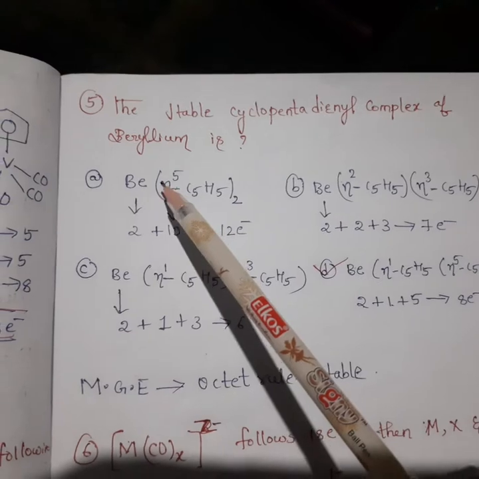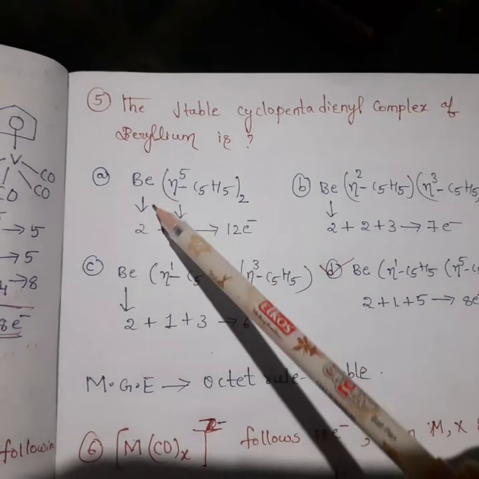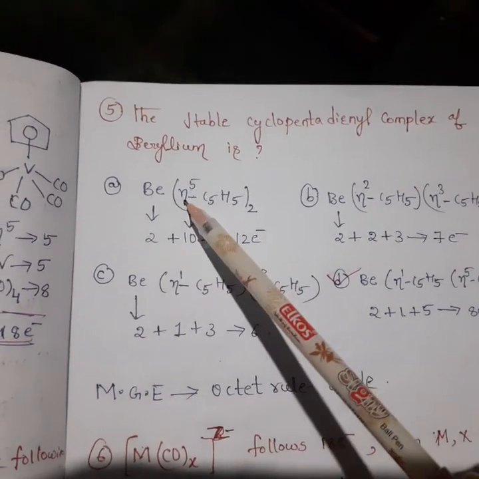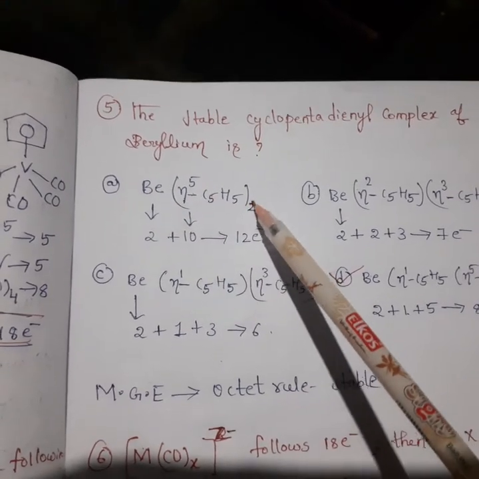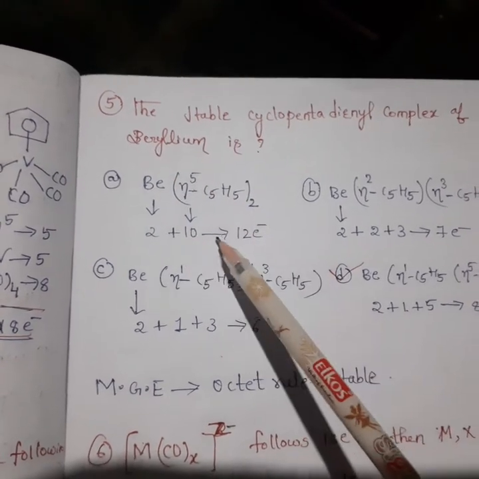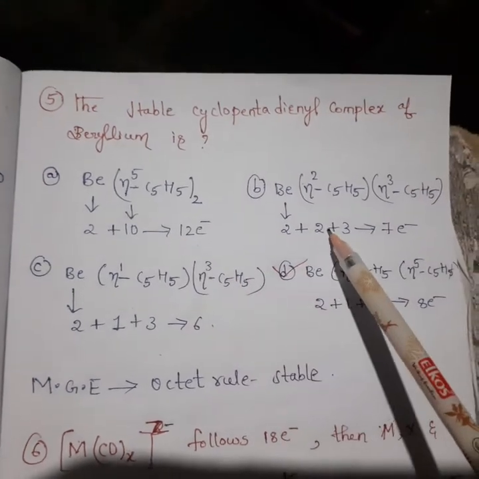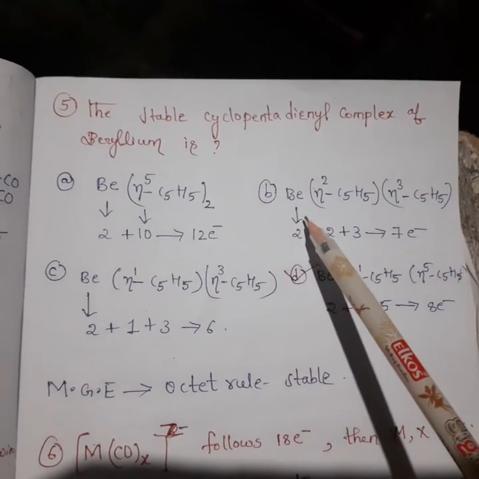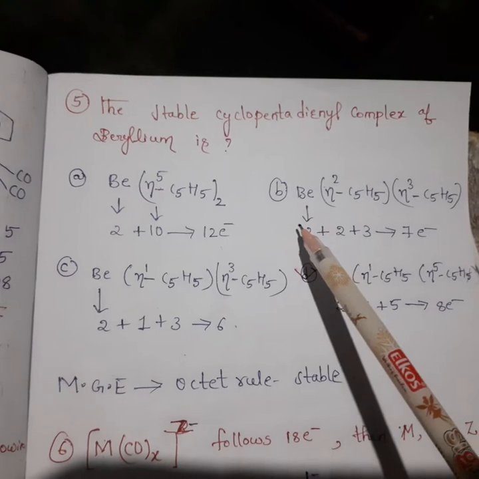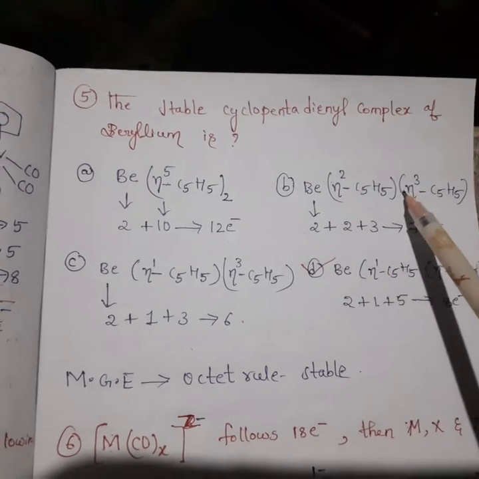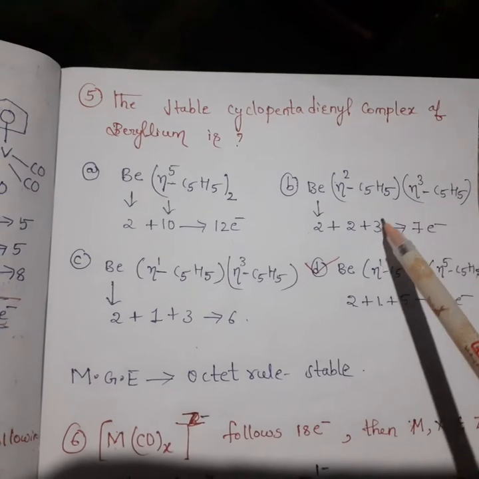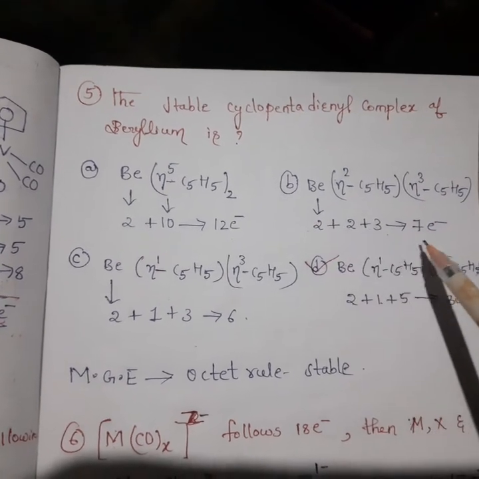This is beryllium. The number of electrons, meaning the valency electrons of beryllium, is 2. Eta 5 means the hapticity is 5, and here they have given 2. So 5 times 2 is 10. So 12 electrons. Next, beryllium. We know valency electrons in beryllium is 2. Eta 2 means hapticity 2. Here eta 3 means hapticity 3. So 2 plus 2 plus 3, 7 electrons.